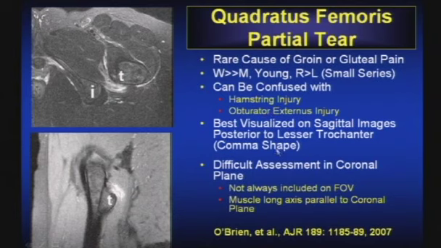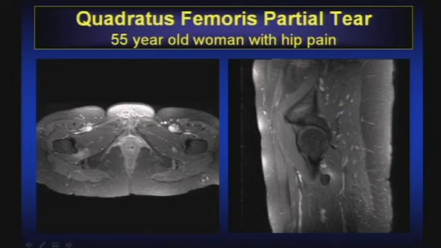They say that it's best visualized in the sagittal plane, this comma-shaped edema posterior to the trochanter, but I kind of like looking for it in the axial plane, because we can not only assess the muscle, whether it looks hypertrophic and edematous, but we can also assess the two adjacent structures, the ischium and the trochanter, for signs of chronic repetitive microtrauma, and we'll talk about that in just one second. It can be difficult to assess in the coronal plane, and I do agree with that.